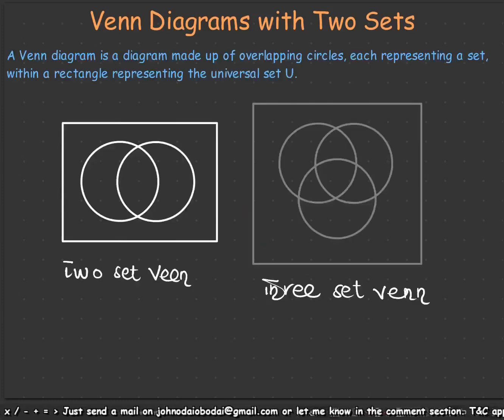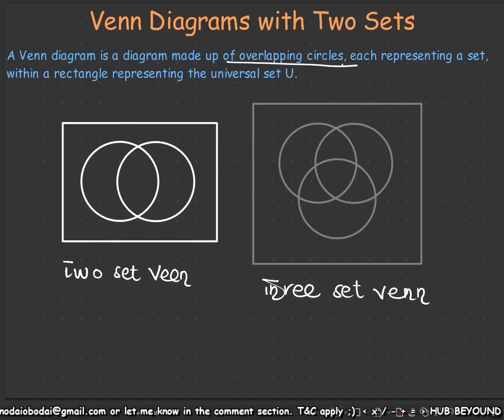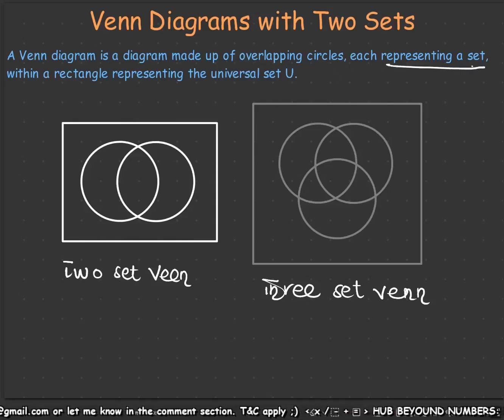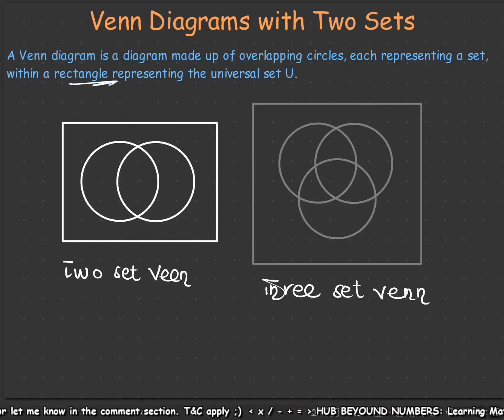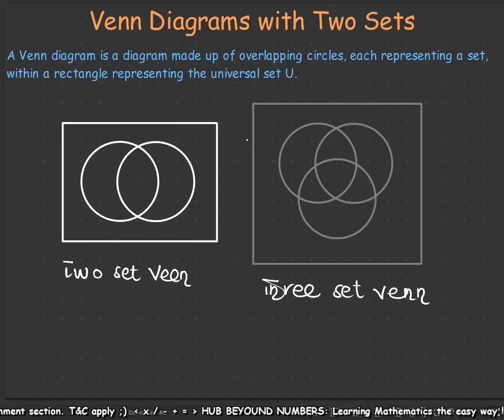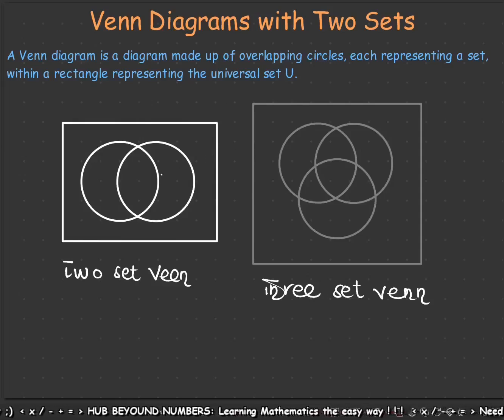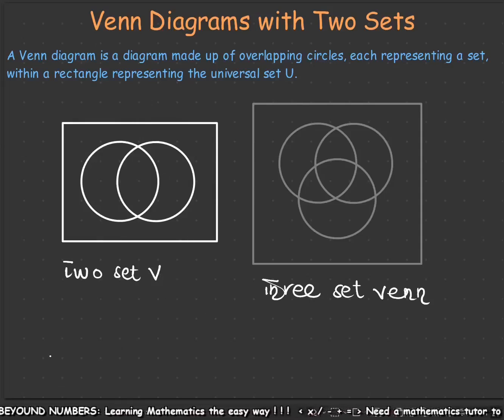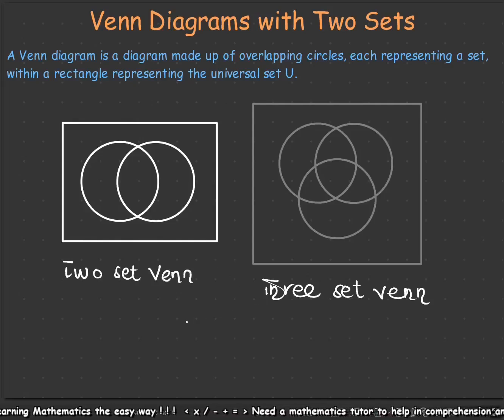So when we talk of Venn diagram, as you have seen displayed, a Venn diagram is a diagram made up of overlapping circles, each representing a set within a rectangle. You see, and the rectangle represents your universal set. There are two set Venn diagram, and then there are three set Venn diagram as well. But for this lesson, we'll focus mainly on the two sets.